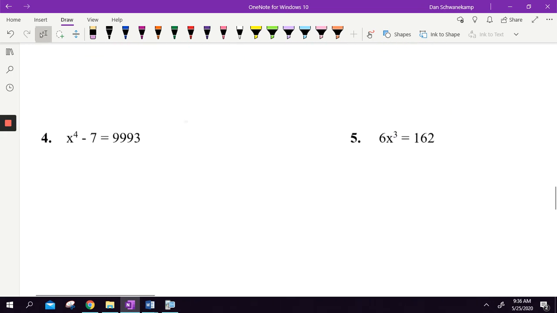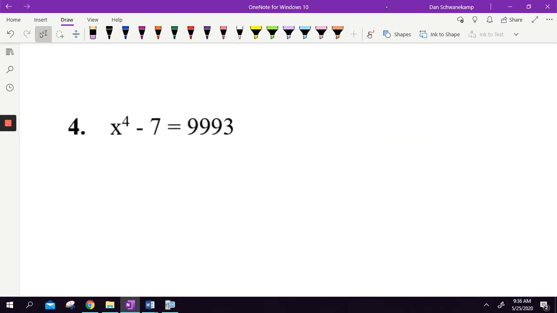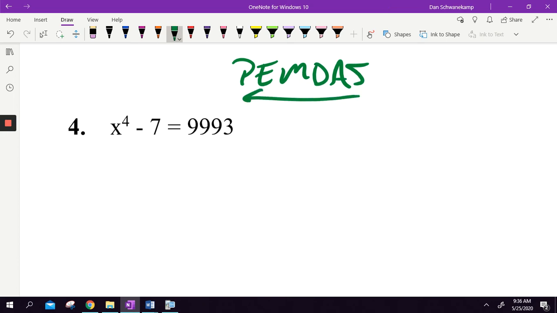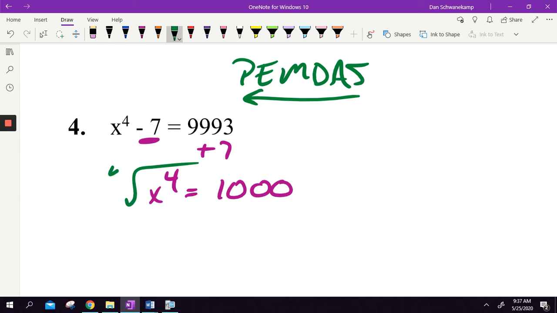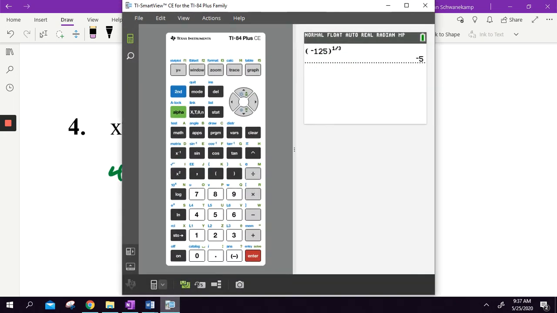Let's do it again. X to the fourth minus 7 equals 9,993. So, PEMDAS in reverse. We are trying to add or subtract first. So, boom, get rid of that. Add 7. So, x to the fourth is 10,000. To get rid of x to the fourth power, I'm taking the fourth root. So in my calculator, if I don't know what the fourth root of 10,000 is, I could try it. 10,000 to the 1/4 power, because that's the fourth root.